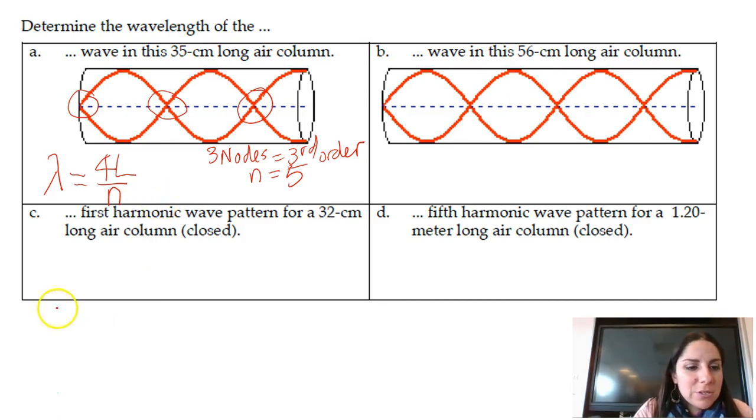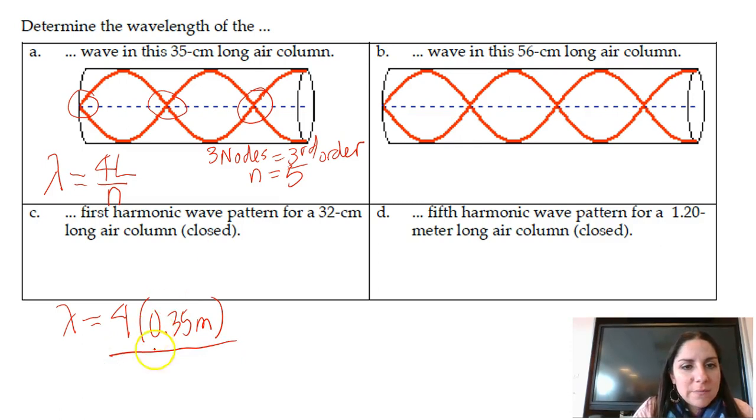And then we apply the equation very much the same way. 4 times the length, which is 0.35 because of the centimeter part, divided by 5. This is for part A. I just moved it down here.